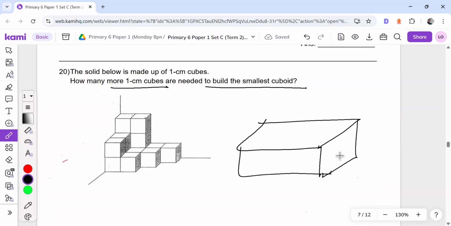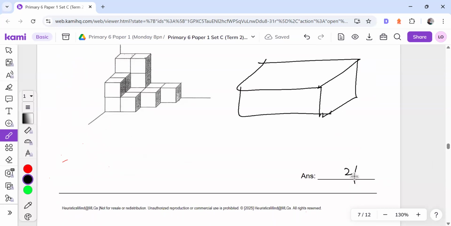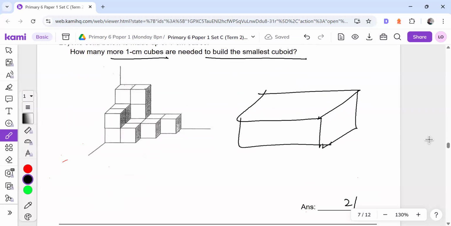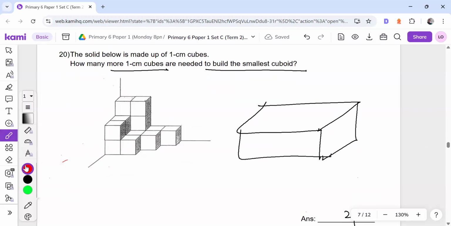Okay, so what's the answer first? Now, the answer is 21. Did anyone get 21? Okay. All right, good. Then you must have maybe seen this kind of question before. So how do I add some more cubes to build the smallest cuboid?